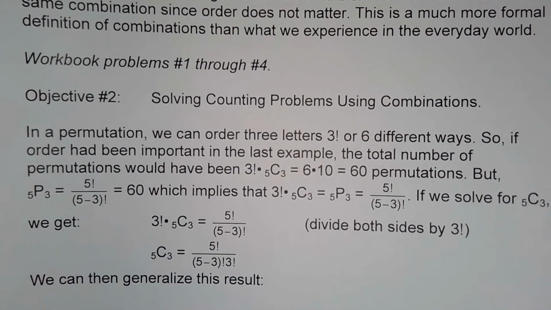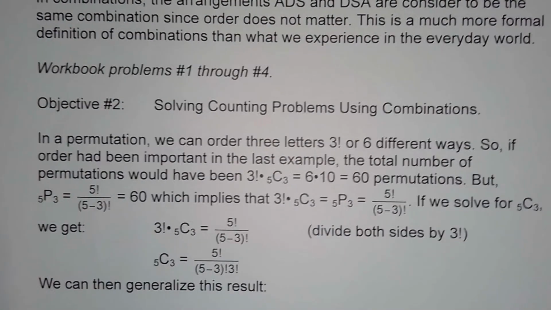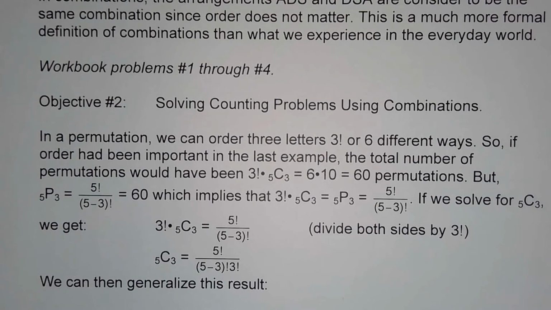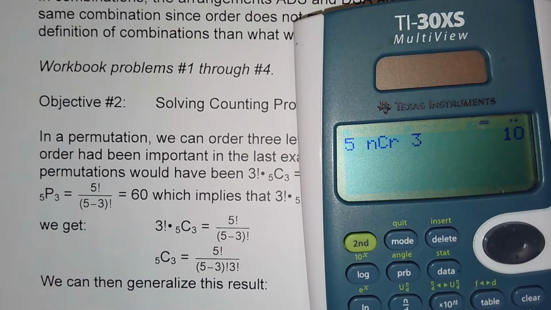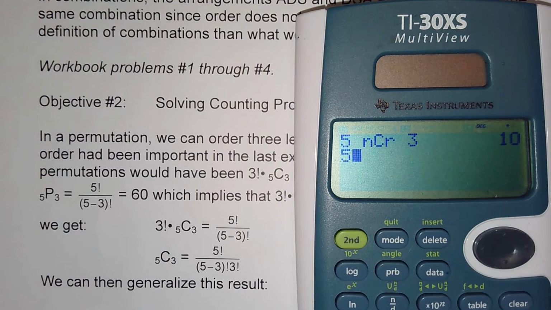Okay, so let's see how that works. Solving counting problems using combinations. In a permutation, we can order 3 letters 6 different ways. So order had been important in the last example. The total number of permutations would have been 60. So if I take 5 PRB nPr 3, I get 60.